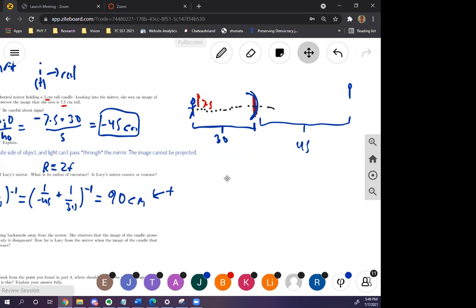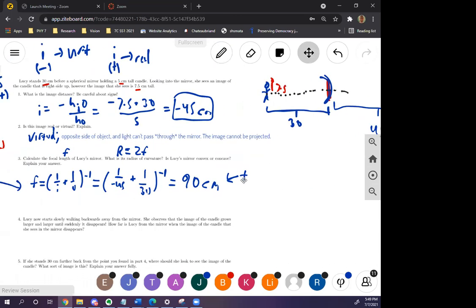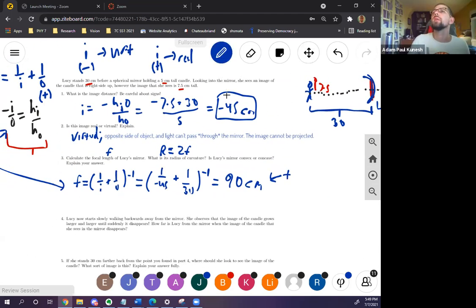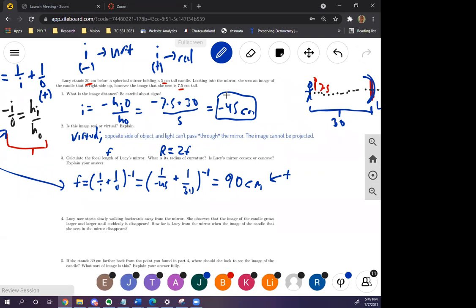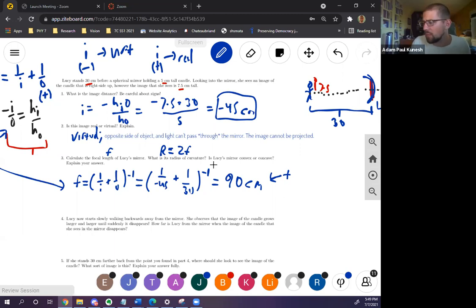So if focal length is negative, radius will be negative as well, right? Yes. As a matter of practice, just because this is kind of a minor point, if I were to ask, I would ask for the magnitude of the radius of curvature. But in this case, radius is a positive number. So R, which is 2 times F, is 2 times 90, which is 180.